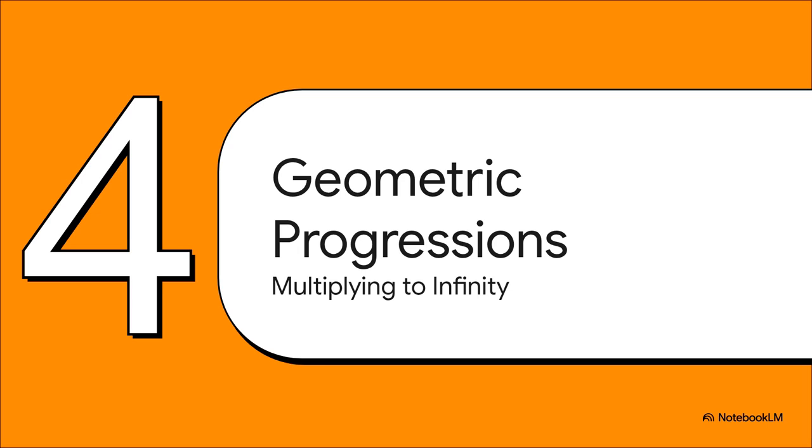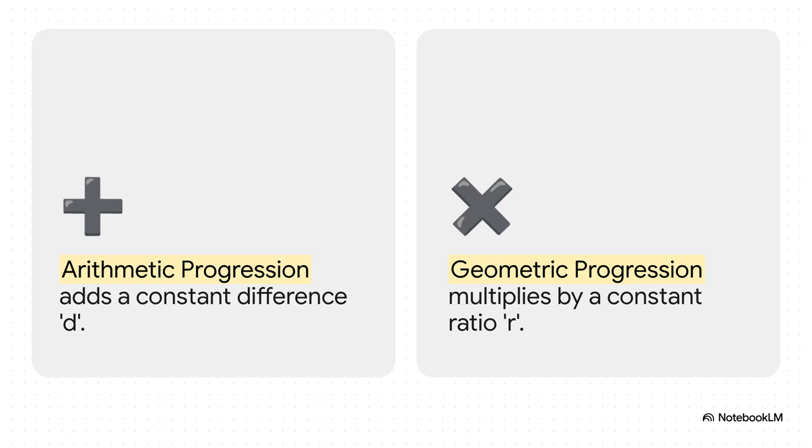Section 4. Geometric progressions, or GPs, multiplying to infinity. Let's do a quick mental reset before we shift gears from adding to multiplying. Welcome to the wild world of geometric progressions, where numbers scale incredibly fast. Here's the core difference between the two main progressions we're studying. APs grow steadily by addition, step by step. GPs, however, can literally explode in size through continuous multiplication.